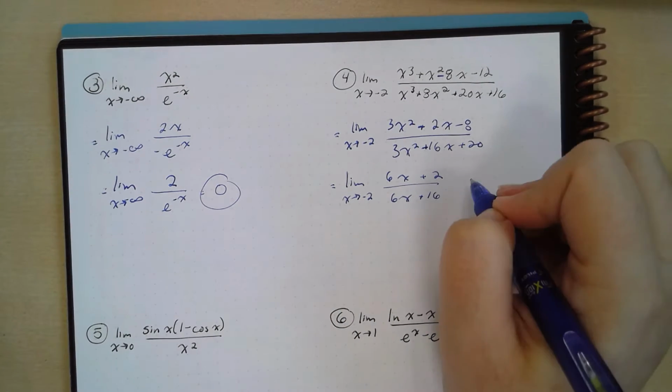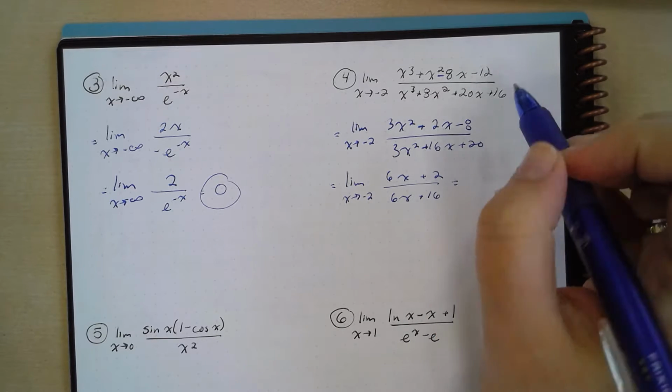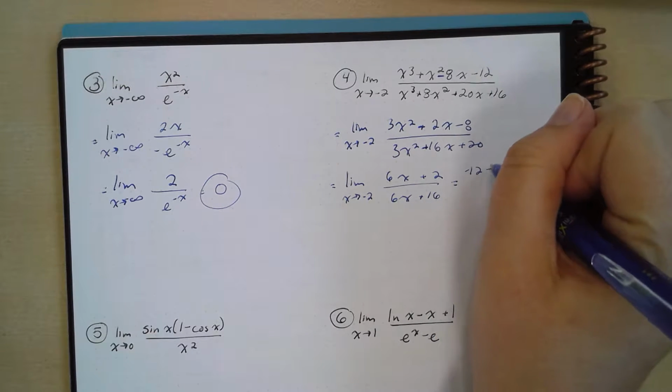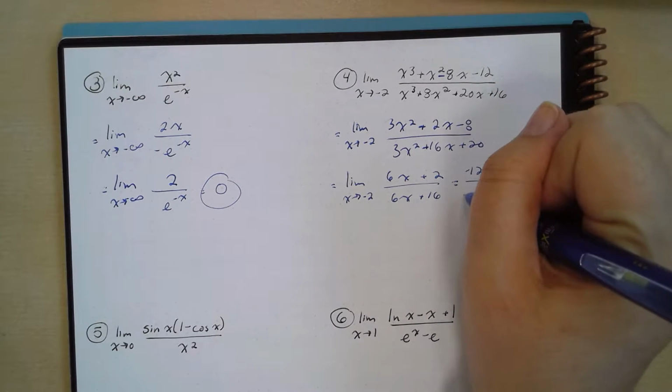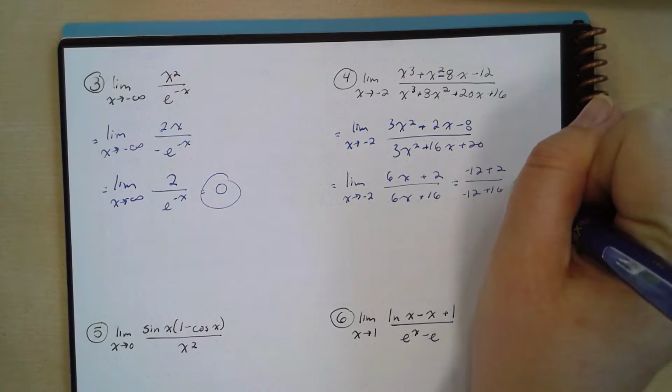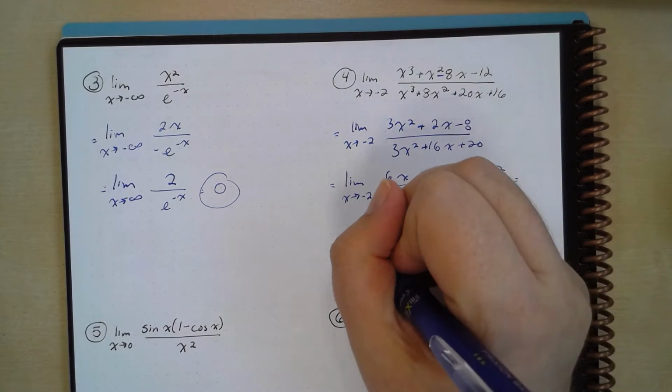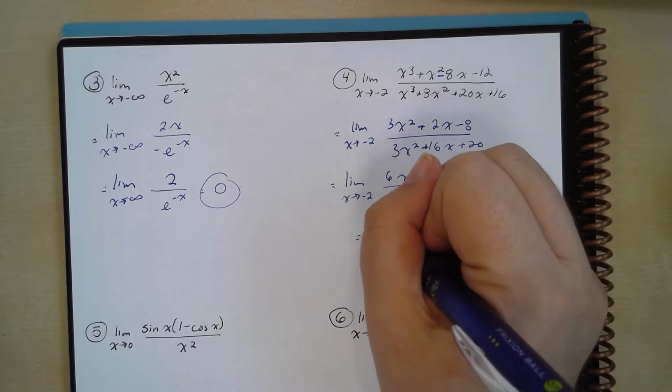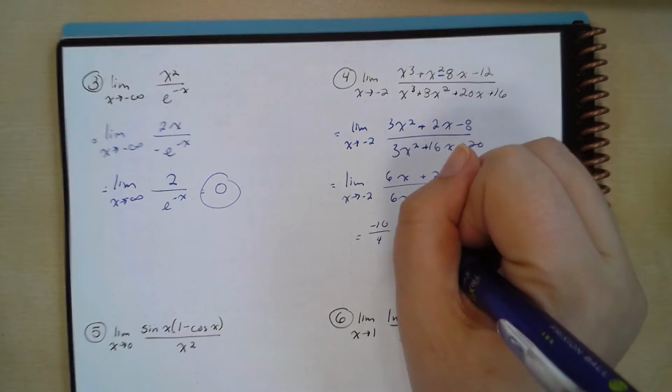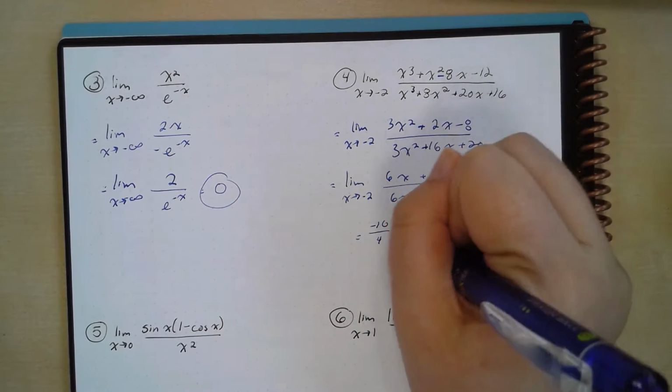And if I put in negative 2 here, I'm going to have what? Negative 12 plus 2 over negative 12 plus 16, which, I'm running out of room here, but that's going to be negative 10 over 4, which is just negative 5/2.